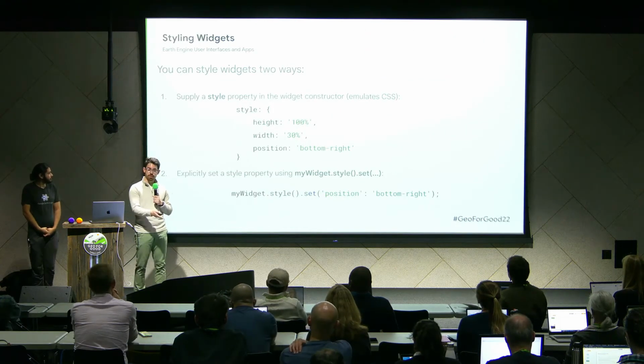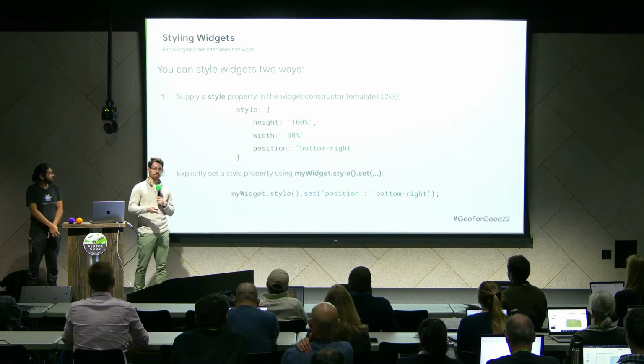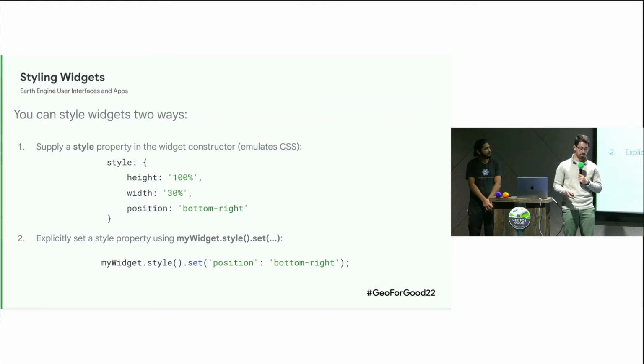All right. So here are two ways that you can style your widgets. You can do it directly by supplying the style property, and you can do a couple of different ones. Here we're setting the height to be 100%, so it goes from top to bottom, with 30% because we want some space for the map. Or if we're applying this to a panel, and then position, so bottom right. The other way to do it is by using .style, .set, and then you can also set individual properties that way.